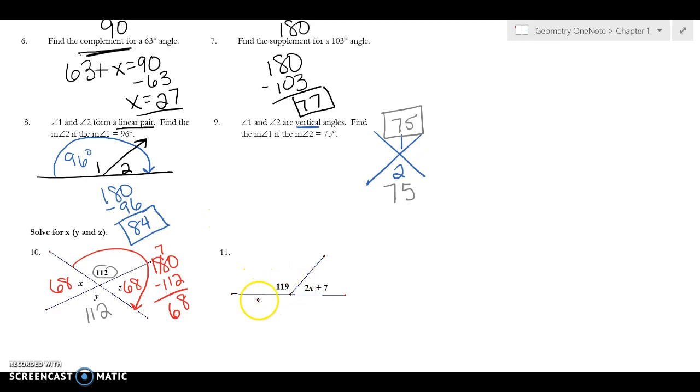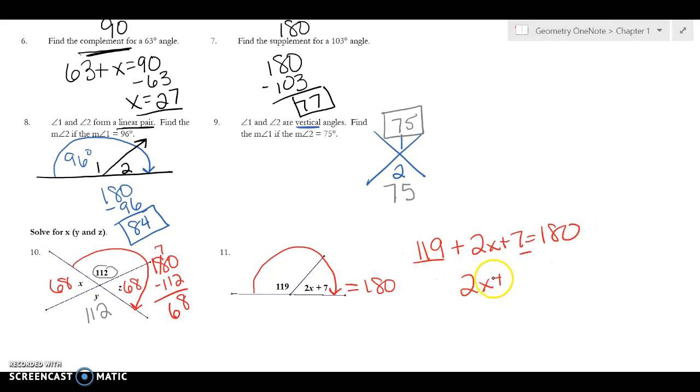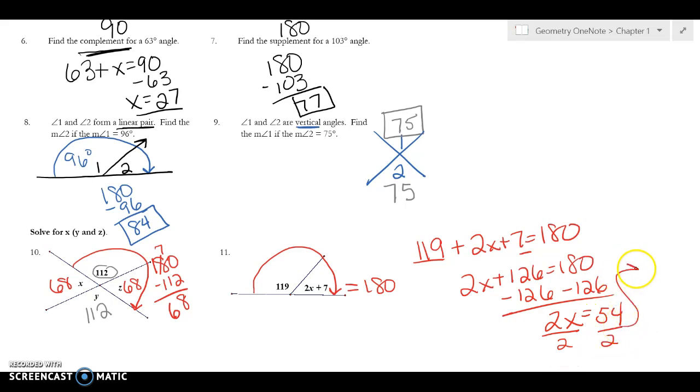All right, last one, number 11. These aren't vertical, so they're not equal, but hopefully you recognize this line. And remember, a line equals 180. So it'll be 119 plus 2x plus 7 equals 180. So I combine my like terms, and I get 2x plus 126 equals 180. Subtract 126 on both sides, and you get 2x is 54. And then we divide by 2. So we find that x is 27. And again, that's because it made a line.